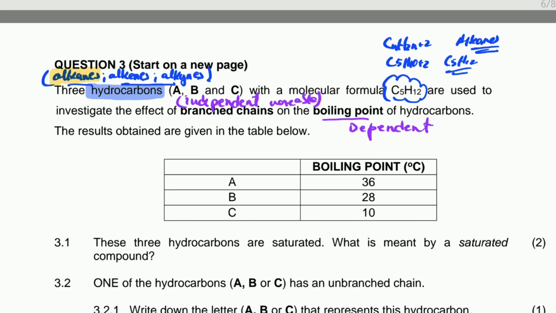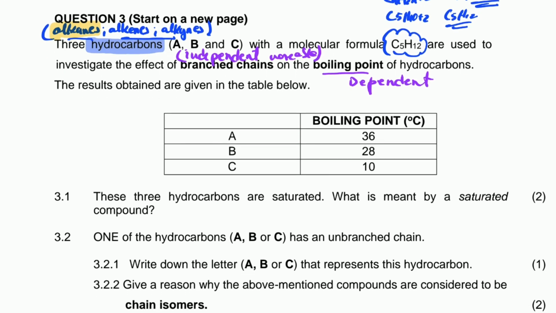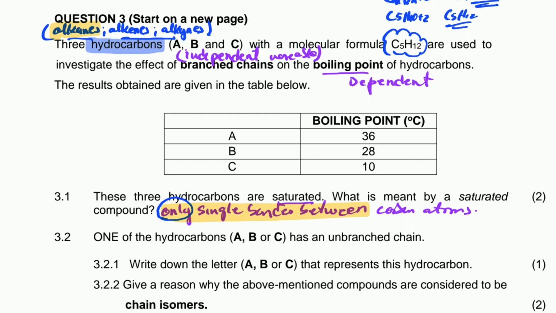The results obtained are given in the table below, and here you have the table. Remember, each of the compounds A, B, and C are alkanes. The 3 hydrocarbons are saturated. What does it mean to be a saturated compound? Saturated compounds are compounds that have only single bonds between carbon atoms. The word only here is an important word, because there is only single bonds between carbon atoms. It is quite simple, okay? The alkenes and alkynes are unsaturated.